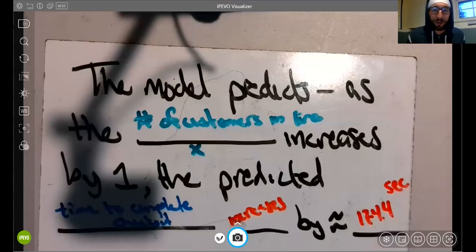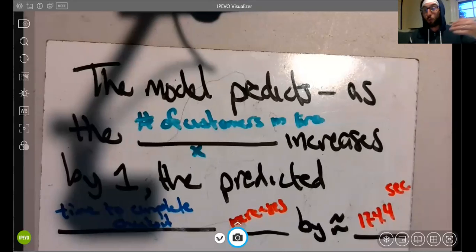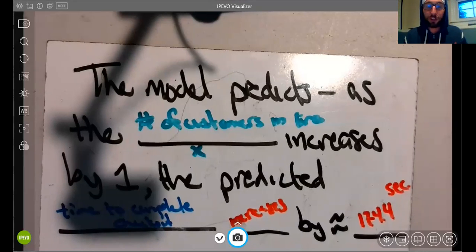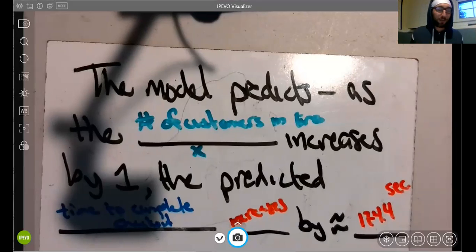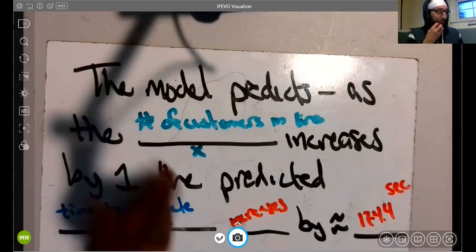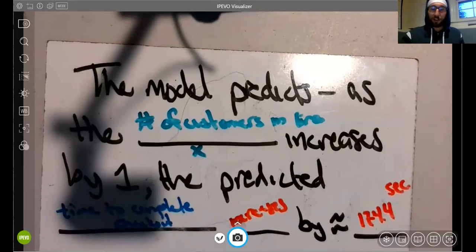That's it. Now, there are better ways to say this. The model predicts that if there's one more person in front of you in line, your predicted wait time is going to go up by 174.4 seconds. That's probably a little less robotic and more like how we would talk to somebody. But I was trying to write this in a form where you could use the same general structure and fill in the blanks. Again, it doesn't have to be these words. The model predicts as the number of customers in line goes up by 1, the predicted time to complete checkout goes up by 174.4 seconds. And that, I think, is it.